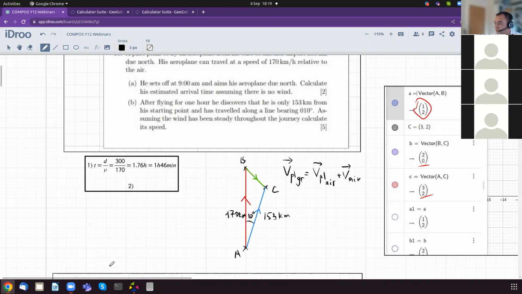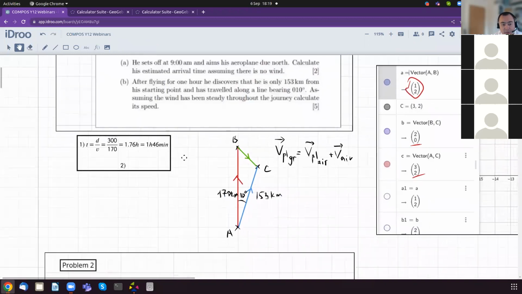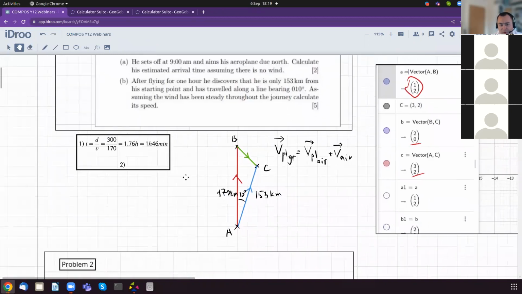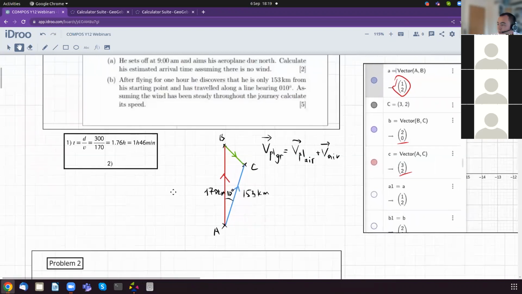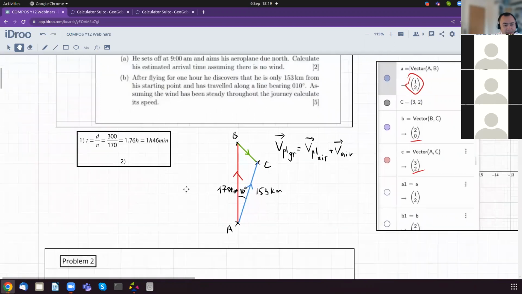You have to use vector additions. You can use the cosine rule here, absolutely. There's no problem using the cosine rule here, and this is the best way to go about it. Of course, you can write it in column vectors. It's just not optimal here, not at all. Well, yeah, let's do this.